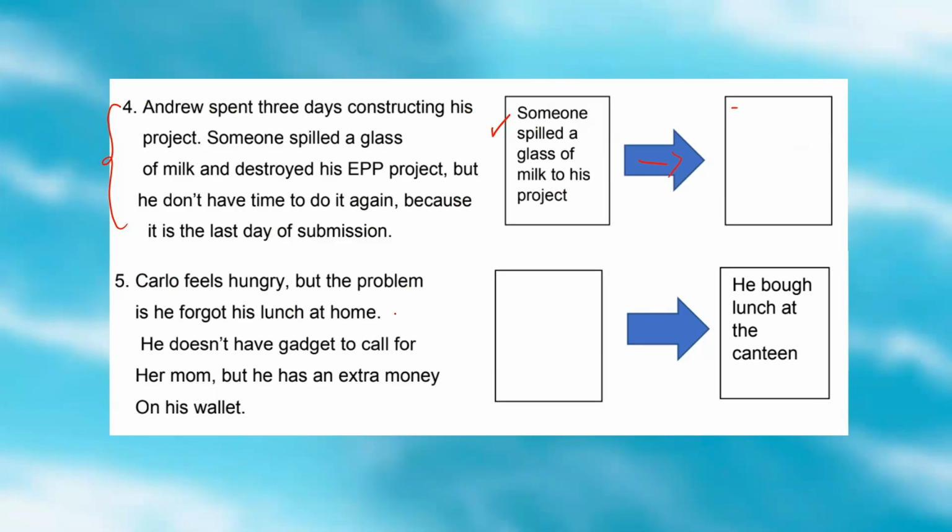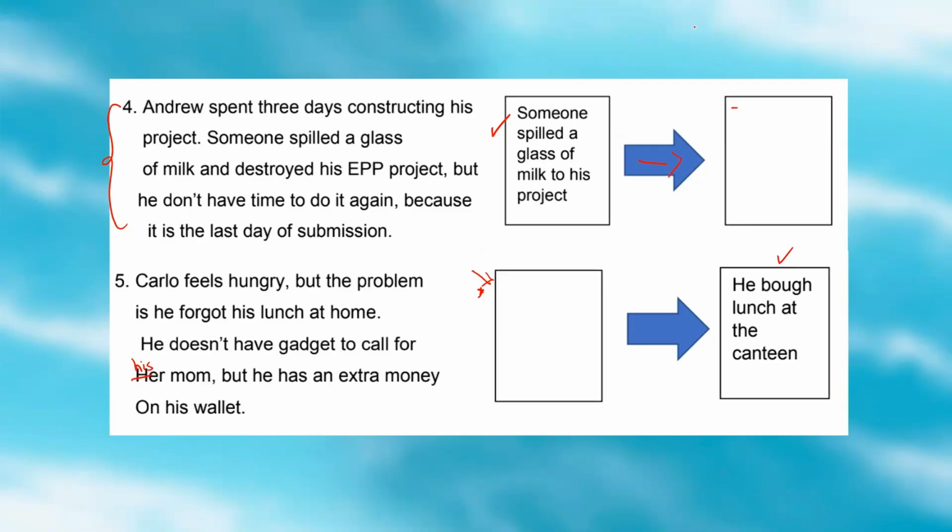Let's go to number 5. Carlo feels hungry, but the problem is he forgot his lunch at home. He doesn't have gadget to call for his mom. This should be his. But he has an extra money on his wallet. So what should he do? He did this as the solution. But what is the problem again? Don't forget to write that down here. If you need more time, you can pause this part of the video. But if you are ready to give the answer, or if you have written your answer, let's try to check.